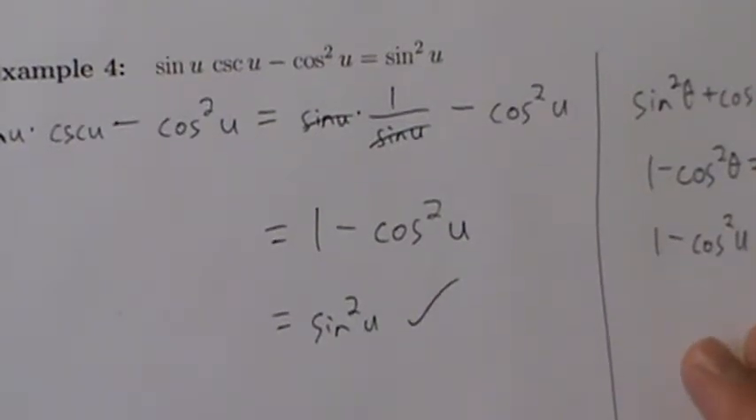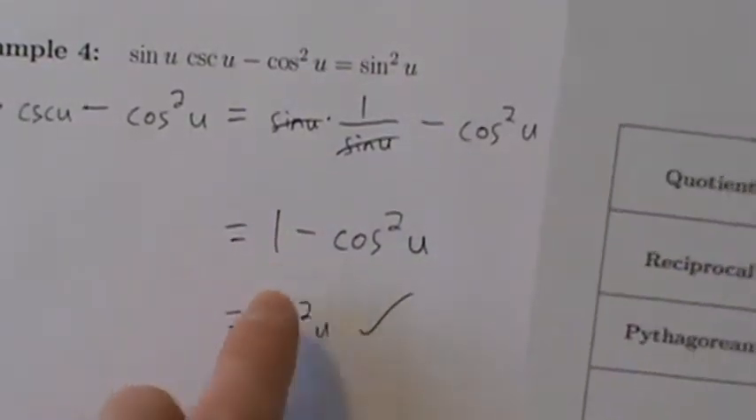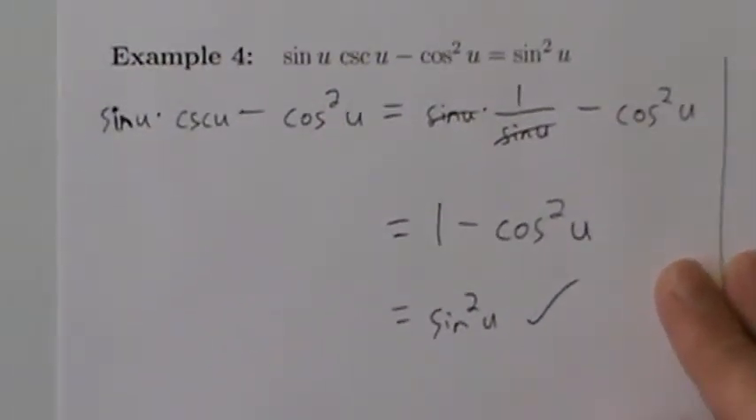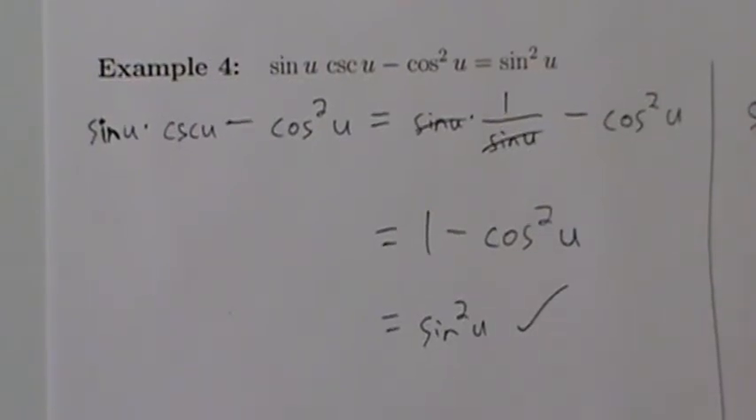Okay, so again, we could just take the 1 and say, hey, 1 is the exact same thing as sine squared plus cosine squared, so let me substitute that in there and simplify and so on. And you'll still end up with the same thing. Okay, so a couple different ways to think about it. Anyway, that's example 4 with trig identities. Example 5 coming up next.